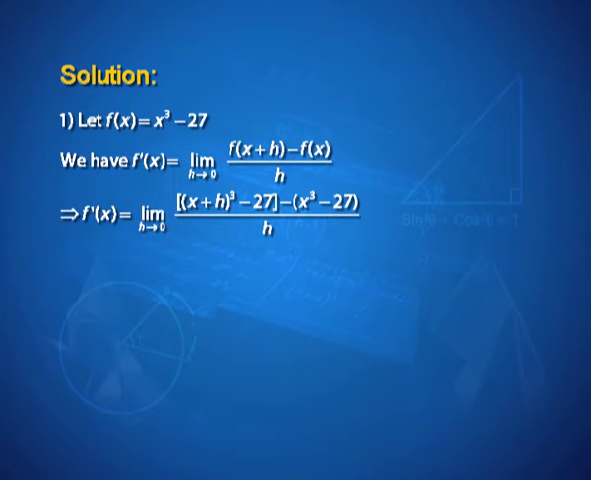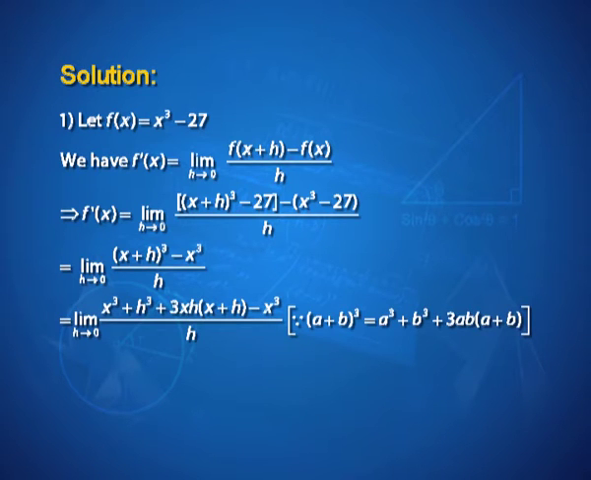That can be written as limit (x plus h) whole cube minus x cube upon h as h tends to 0. That is equal to limit x cube plus h cube plus 3xh into (x plus h) minus x cube upon h as h tends to 0. Here we have expanded the binomial: (a plus b) whole cube is equal to a cube plus b cube plus 3ab into (a plus b).